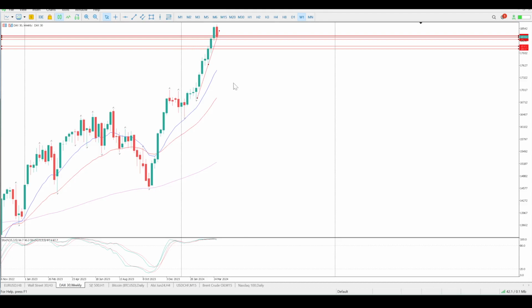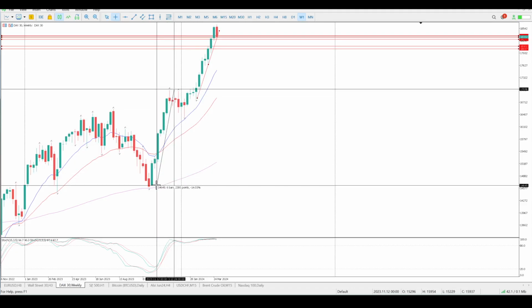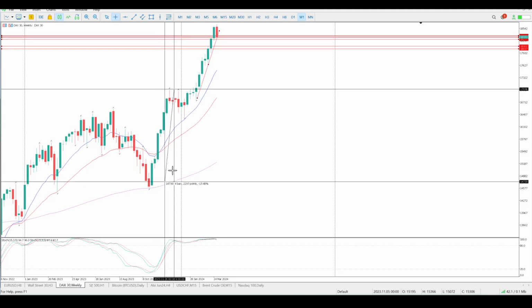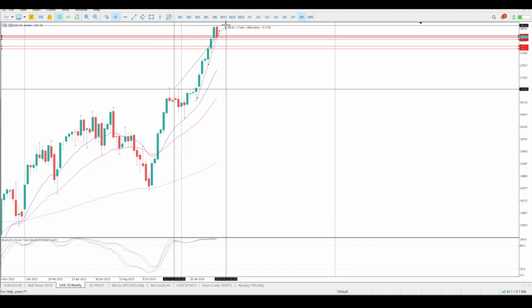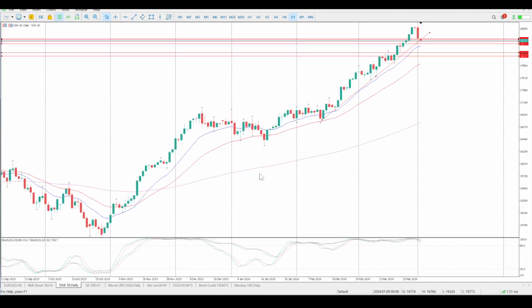And I wonder, that was, so that was 2,400 points, 1,500 points. So the whole measured move is not done yet, but we are extremely overbought. But the point is, strong uptrend. Look at the daily, strong uptrend.